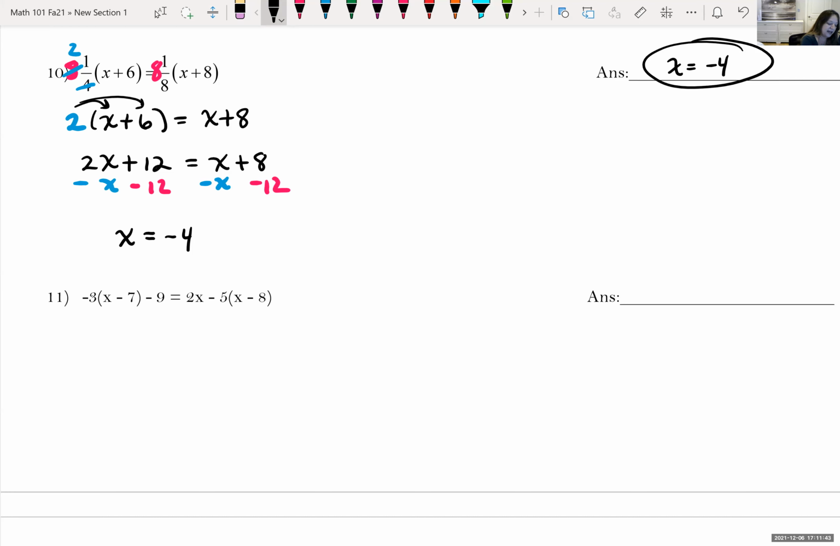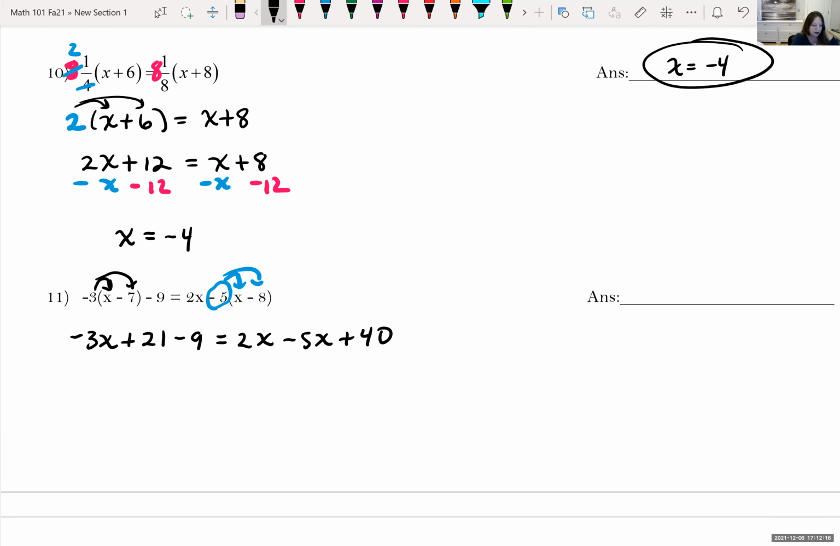So distributing our -3 inside the parentheses, we get -3 times x is -3x. -3 times -7, this gives us plus 21. Let's bring down our minus 9, equals 2x. So be careful here. You want to carry the sign when you're distributing. So let's treat it like a -5. So distributing -5 to each term inside that parentheses, we get minus 5x, and -5 times -8, so plus 40.